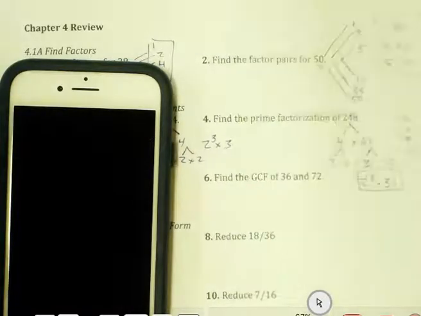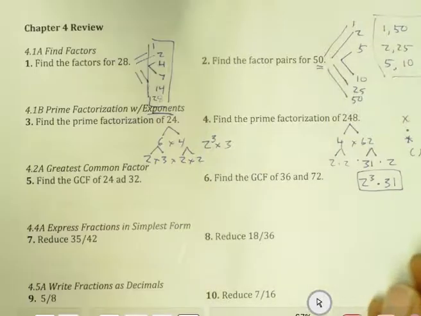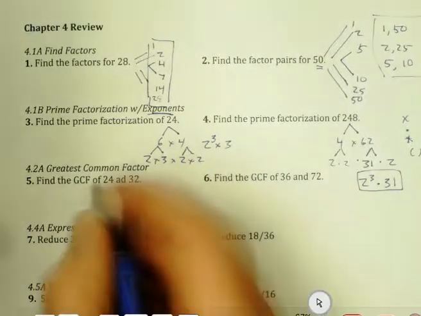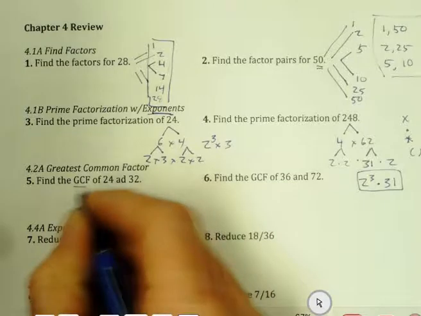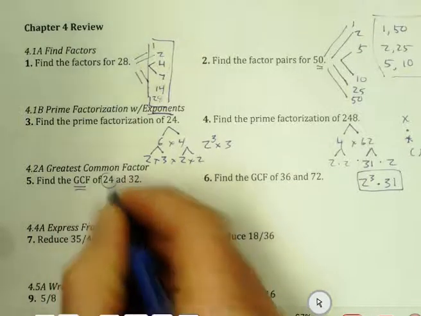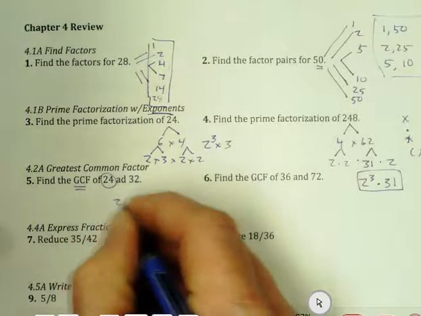There we go. And we'll flip her down. All right, let's keep rolling here. We are doing the GCF of 24 and 32. The greatest shall be the least, I always say. So I take the smallest number and I just make a factor tree, 24.